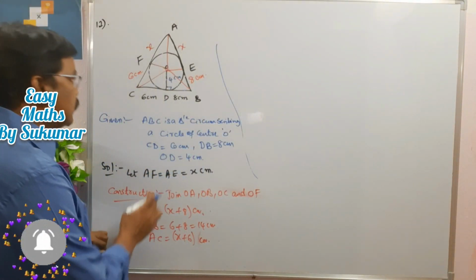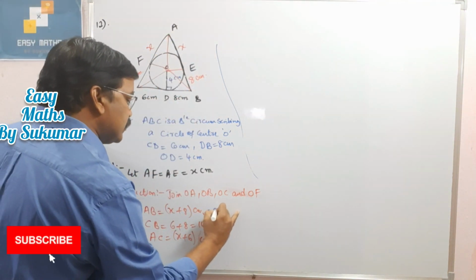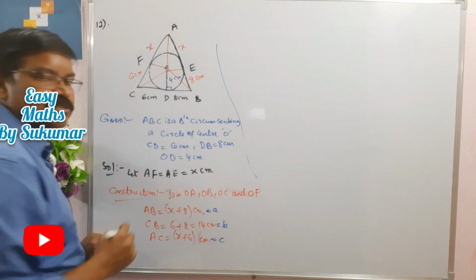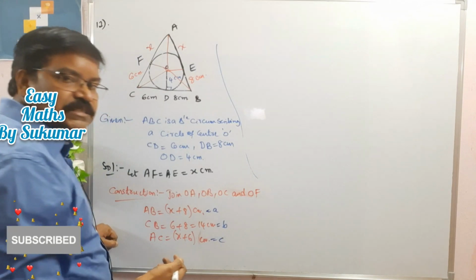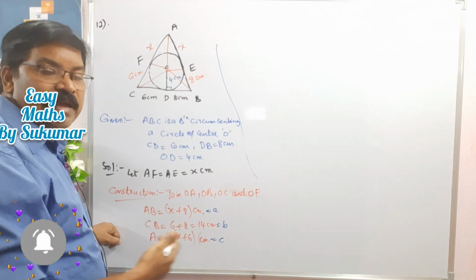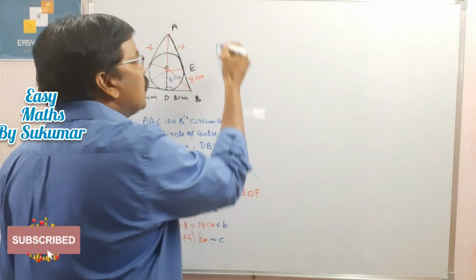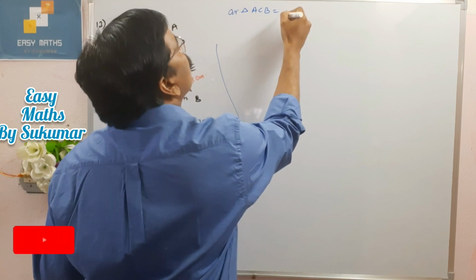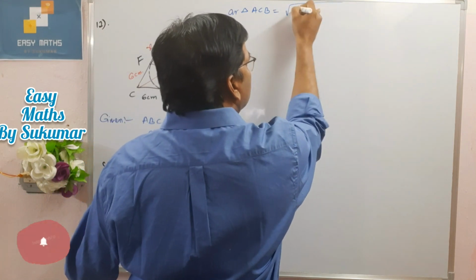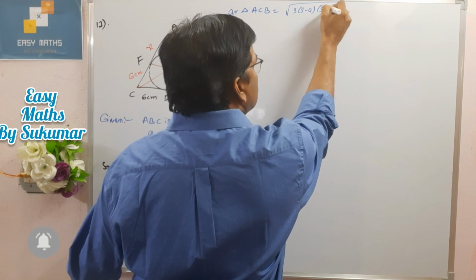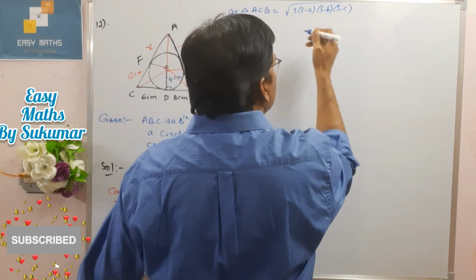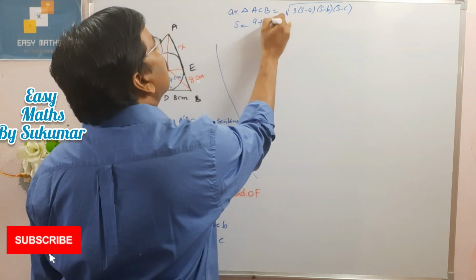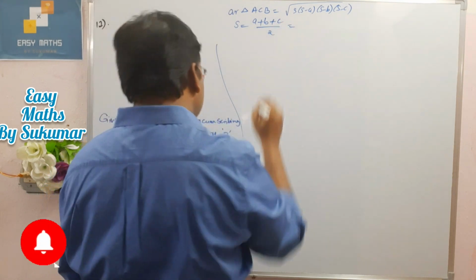Here this AB, let it be small a units, this CB is small b units, and this AC is small c units. Let us find the area of the triangle first. According to Heron's formula, area of triangle ACB is equal to root of S into S minus A into S minus B into S minus C. So what is S here? S is A plus B plus C by 2, that is the semi-perimeter.